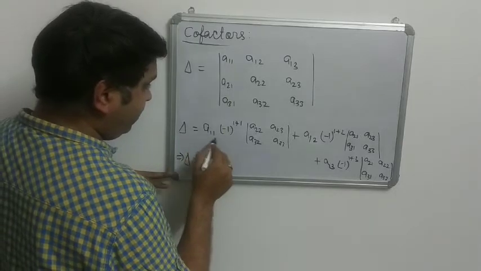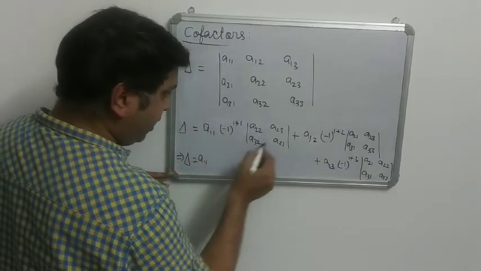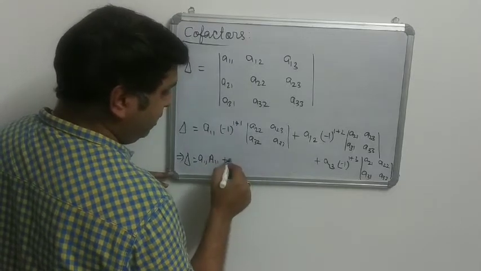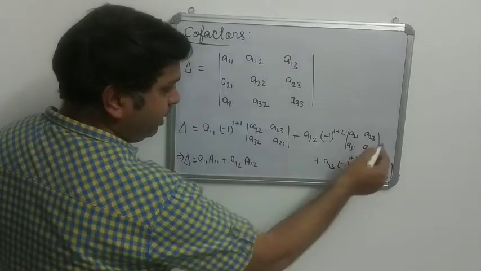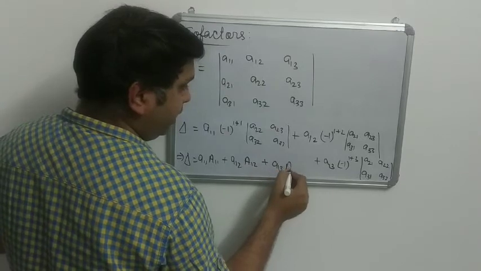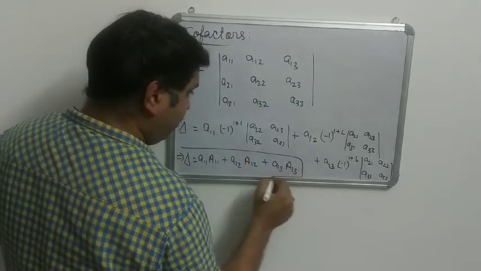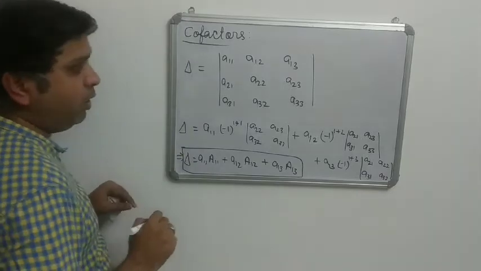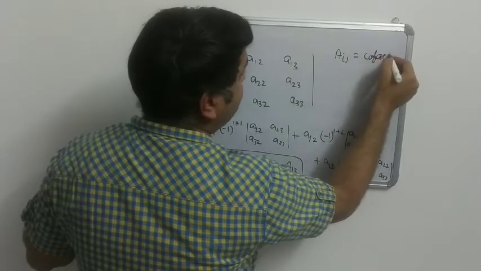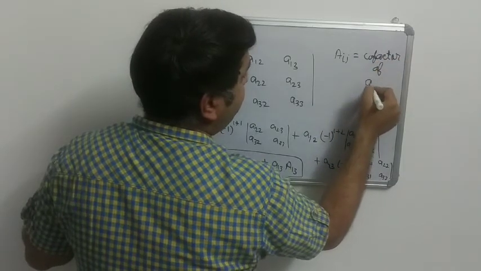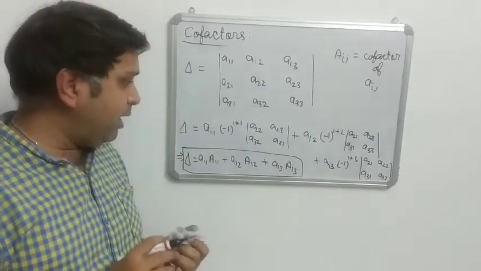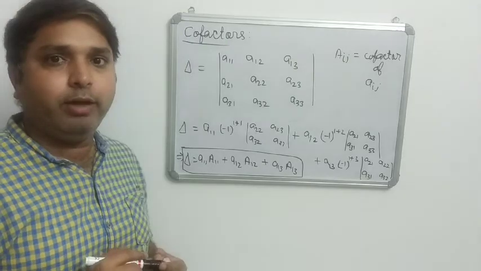Now here you see this is A11 into the cofactor of A11, which I am going to represent as capital A11. Here A12, so this is capital A12, which is the cofactor of A12, and plus A13, capital A13. So with the help of cofactor, you can find the value of the determinant. Here capital Aij is equal to the cofactor of Aij. Okay. So here is the use of cofactors.